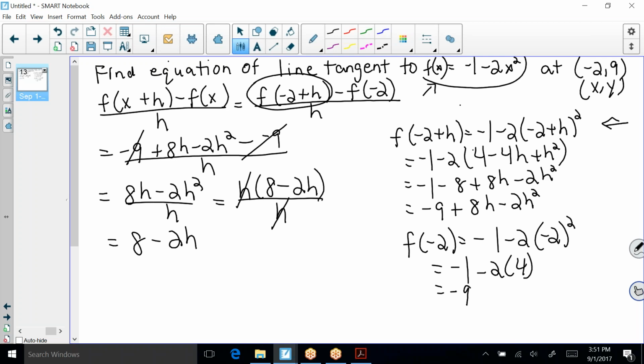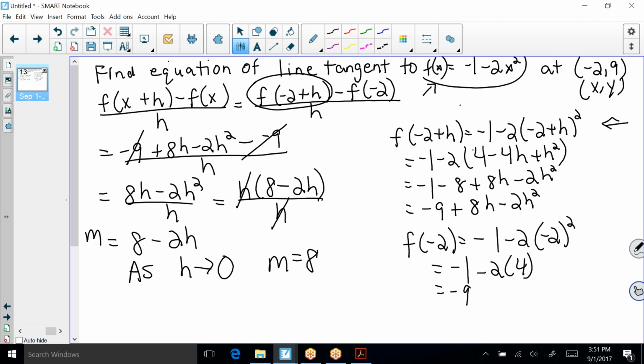So then you can see, just like before, we're going to look at making that h really, really small. And we're going to say that as h gets really small, as h approaches 0, so h is going to be really close to 0, this is our slope. This whole thing here is what we're doing to find our slope. That's our rate of change. Our slope is going to be equal to 8.